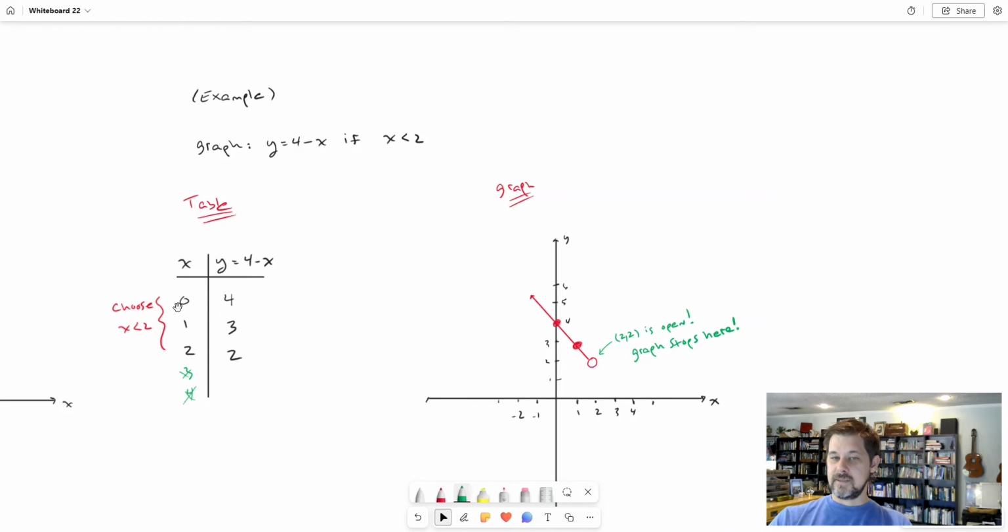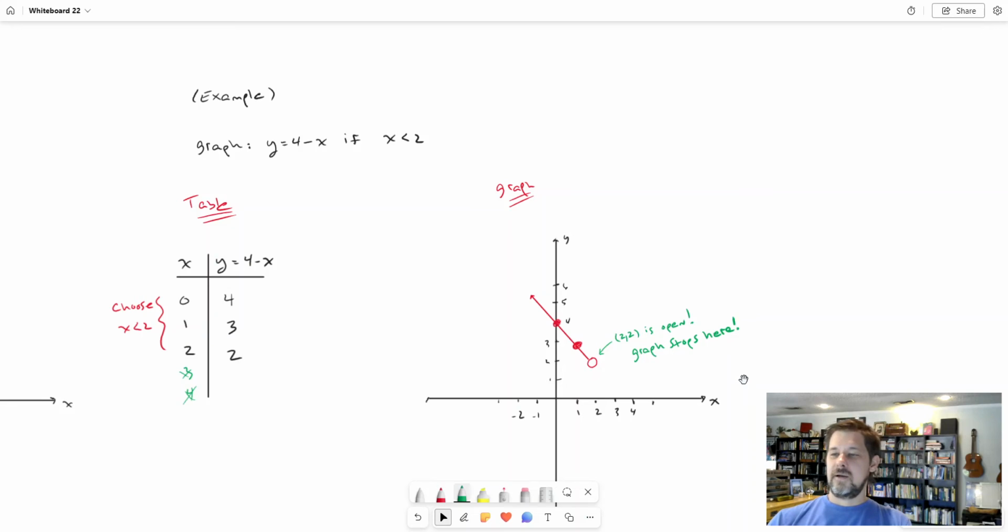4 minus 0 is 4. 4 minus 1 is 3. 4 minus 2 is 2. So those are my points. And I plot the points over here. Now, this time, that point right there, 2 and 2, is open.